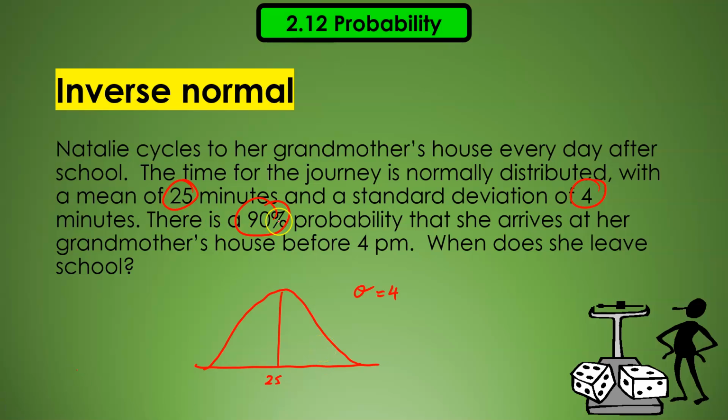But the bit we don't know is that she knows that 90% of the time she'll get to her grandmother's house before 4 p.m., which is represented by that area there. So what we need to know is, first of all, what Z value is 90%. There's 90% of values below, and then convert that to which X value is where it's 90% below. Now, if we know the number of minutes, then we'll know how long before 4 o'clock she has to leave.